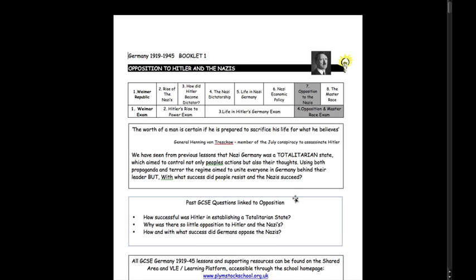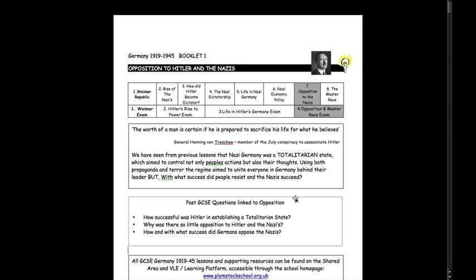As students work through this booklet, 3 questions from past papers are provided as examples of the standard to which students should be working. How successful was Hitler in establishing a totalitarian state? Why was there so little opposition to Hitler and the Nazis? How and with what success did Germans oppose the Nazis?